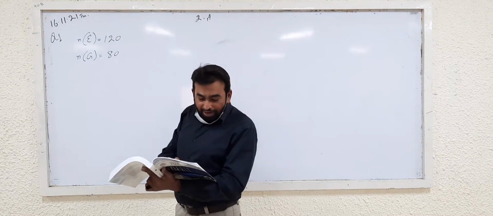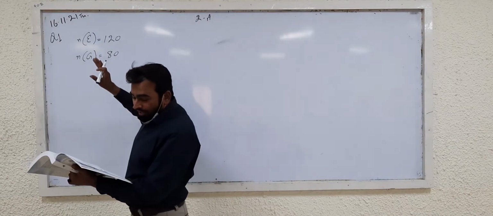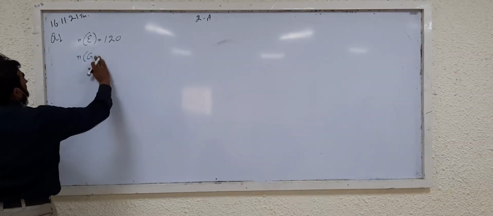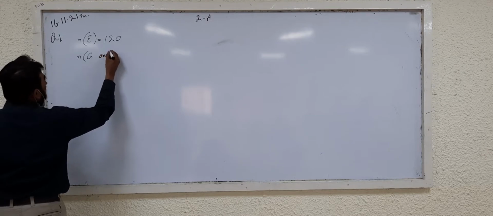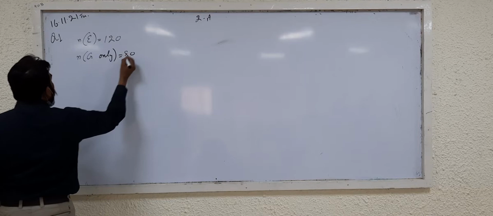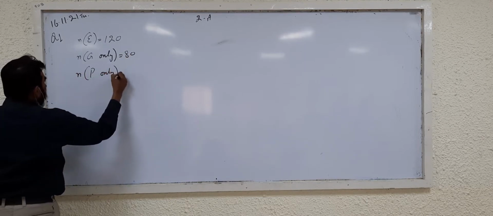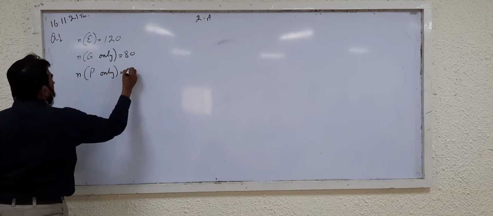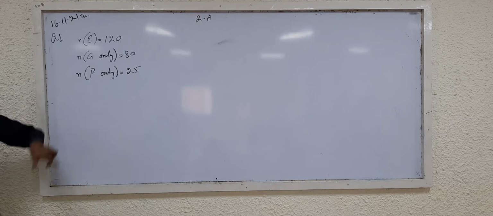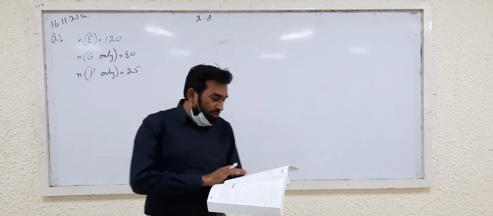Now, 25 can play the piano only. Now, it is written that guitar only. The word only is used. I have not mentioned it here, but it is very important to mention guitar only is equal to 80. And next, piano only. This is given 25. It is very important to understand what is the meaning of only. Whenever the word only is used, I am going to tell you what you have to do.